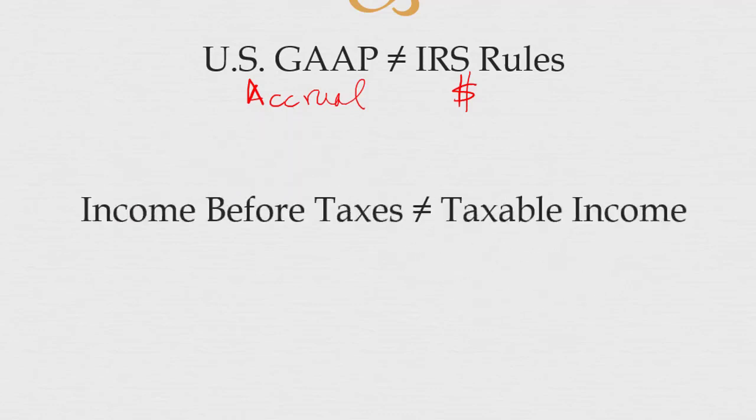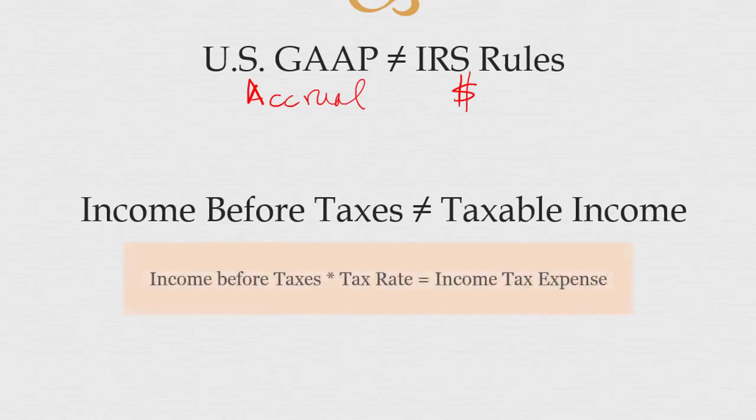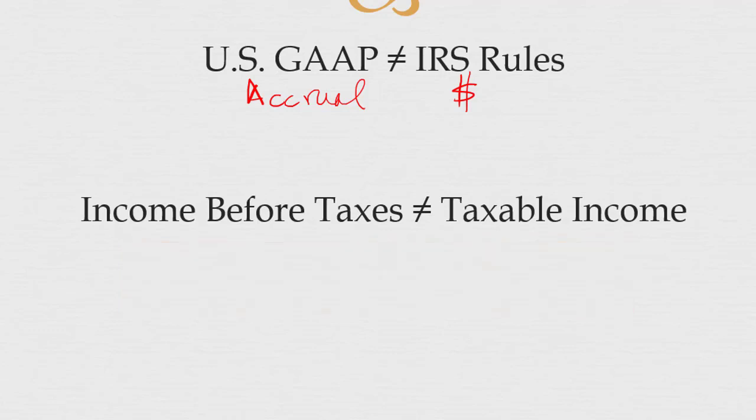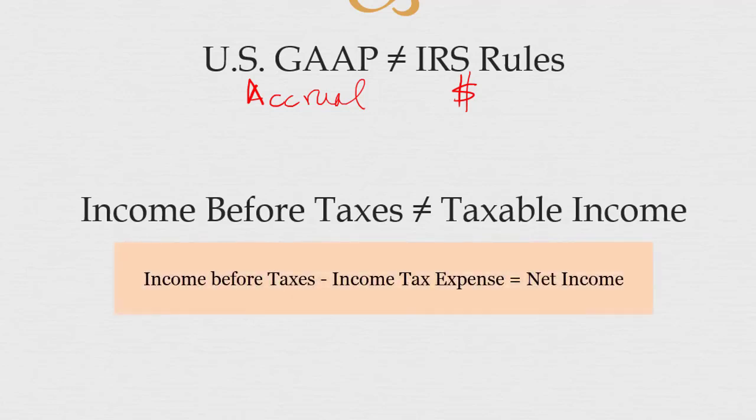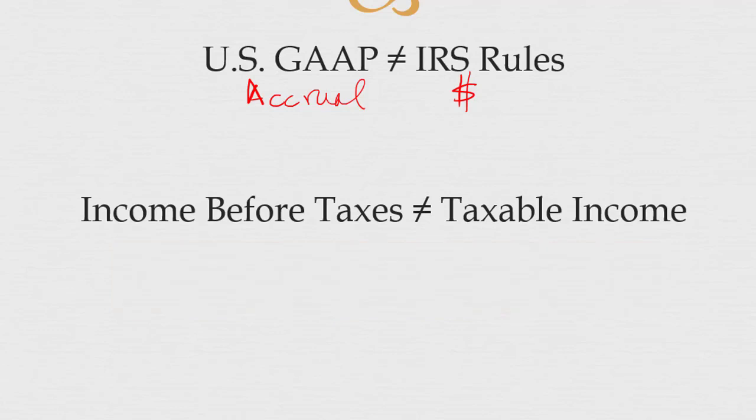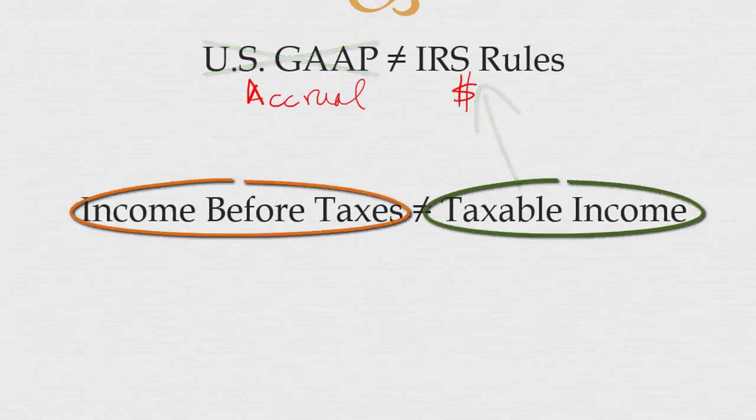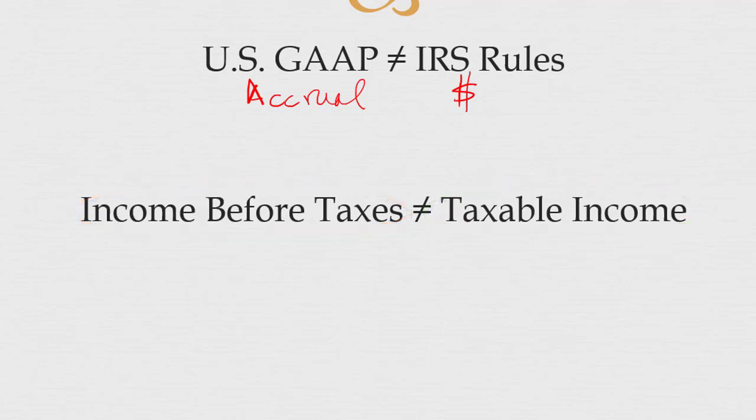Next, income before taxes is not equal to taxable income. Now, in a lot of the examples and projects in my class, we start with income before taxes, multiply it by a tax rate, and that's income tax expense. And once I have that income tax expense number, I can take income before taxes minus income tax expense and get to net income. That makes a lot of sense. But that's not really how we determine what we owe to the government, because taxable income is based on those IRS rules and tax law, not GAAP. So these two numbers are very different, and they lead to different income tax.